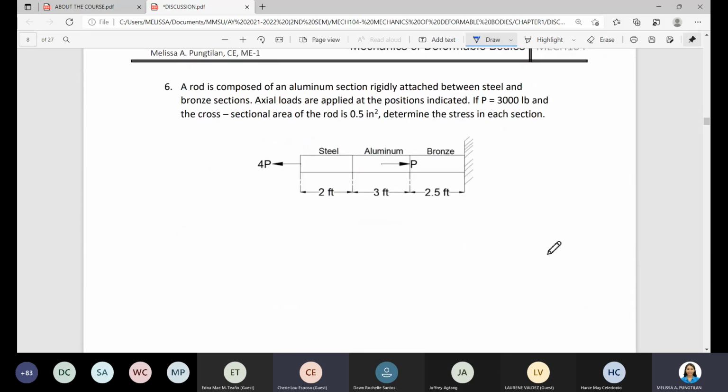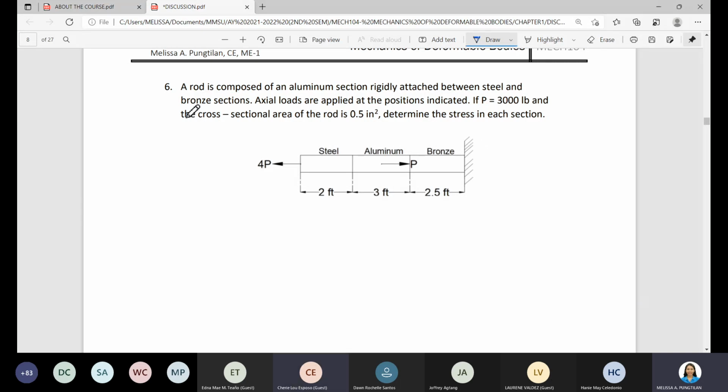Yan. So, a rod is composed of an aluminum section that is rigidly attached between steel and bronze sections. Axial loads are applied at the positions indicated. If P is equal to 3,000 pounds and the cross-sectional area of the rod is 0.5 square inches, determine the stress in each section. So, yung ating bar or composite bar is rigidly attached to a wall. So, fix dito sa part na to.